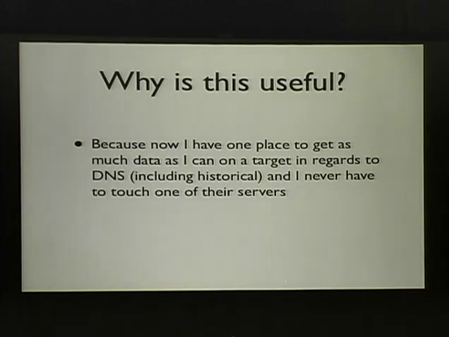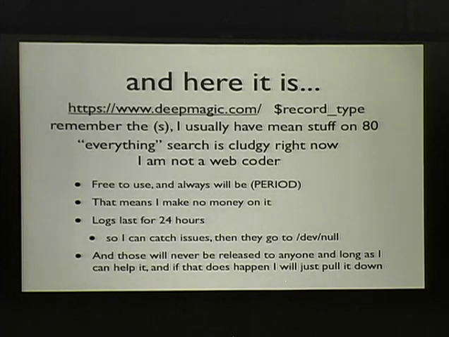And I went really fast. This is 34 minutes. This is basically the end. So here it is. It's deepmagic.com and /record type. So PTRS is the actual domain for the pointers. I'm working on getting the everything search all nice before I actually push it up. It works, but it sometimes only gives one result, even though there's more, or one type of result and there's more. So I'm not a Rails guy. I'm not a web coder, now that you know the back end of it. So if anyone wants to help me with it, I'm open. Free to use, it's always going to be, period.